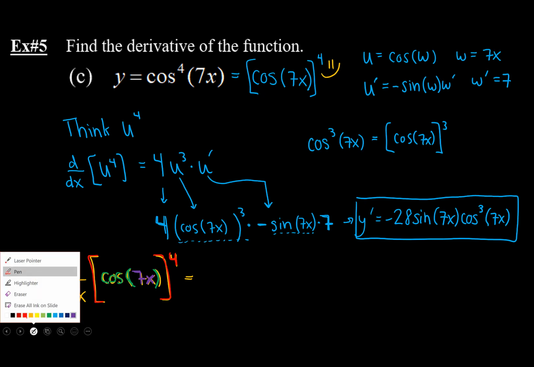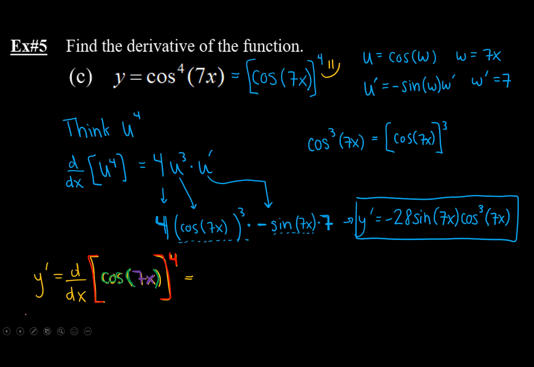All right, so now I'm going to take that derivative. When I take the derivative, I am starting from the outside and working my way in, kind of like peeling an onion. So I start with the power of 4 and I bring it down in front. And then remember, the inside stays the same and I reduce the power by 1.